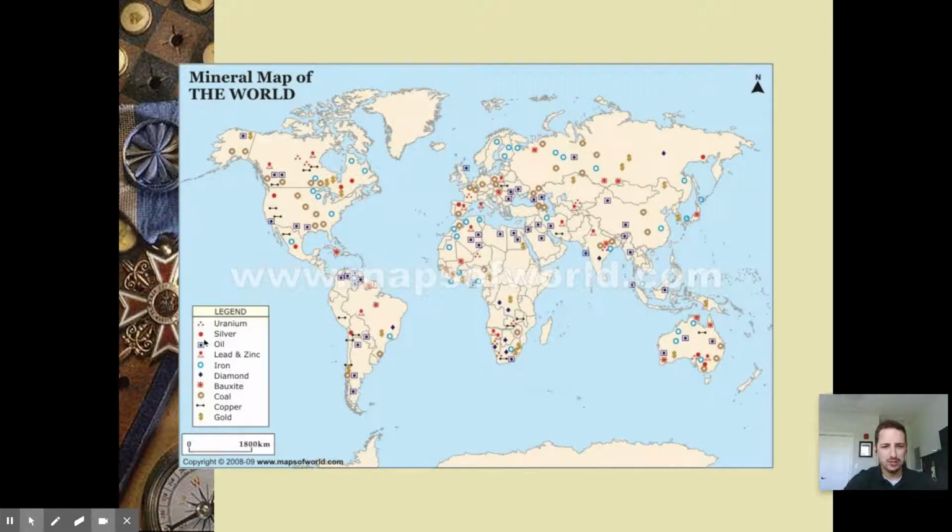These red dots are silver. See some silver. There's some. See, it's sparsed around here a little bit. And then uranium, got some in France, got some in Africa here.